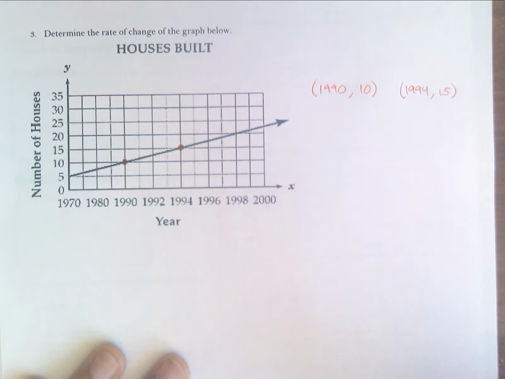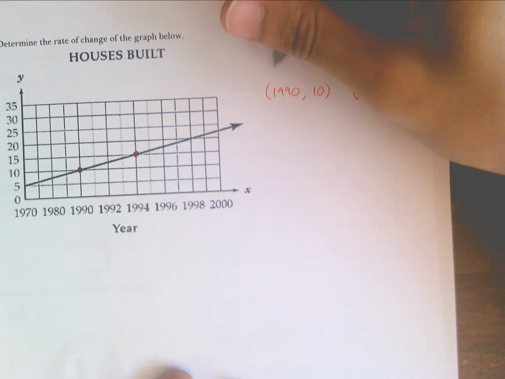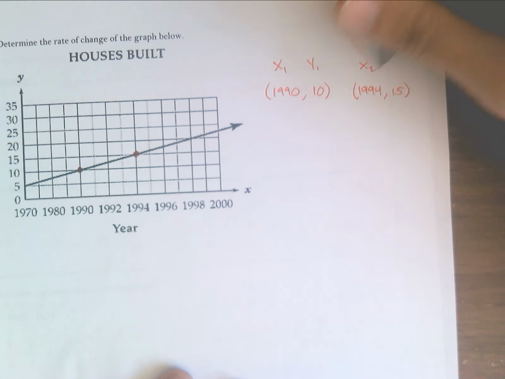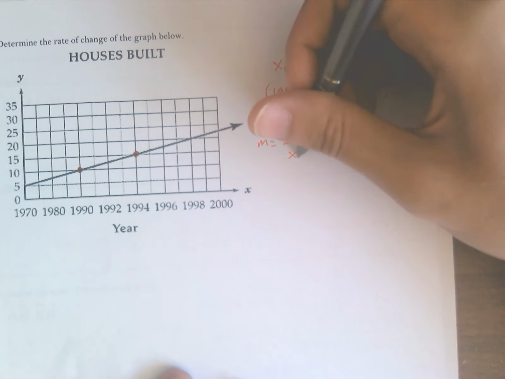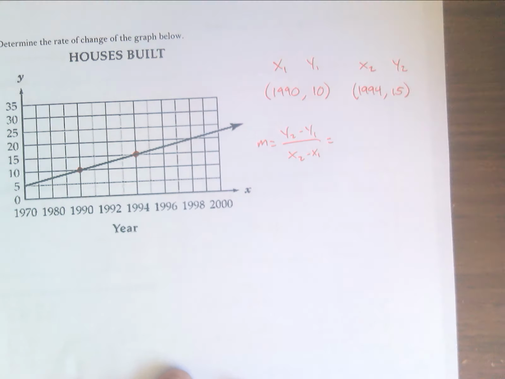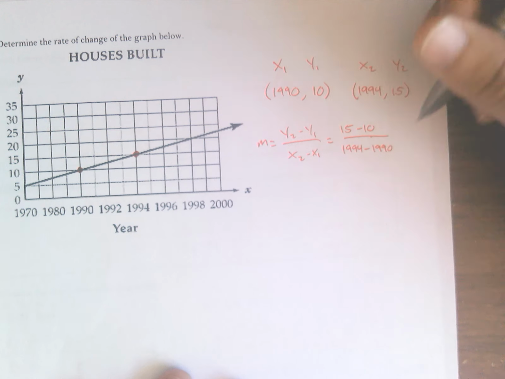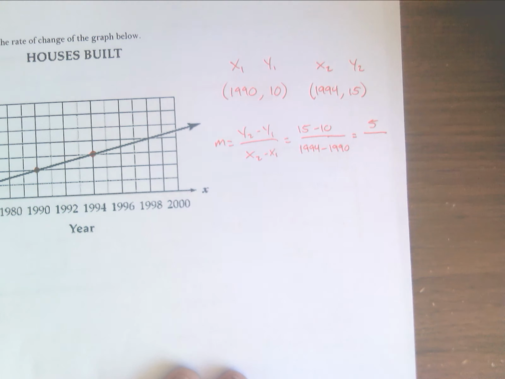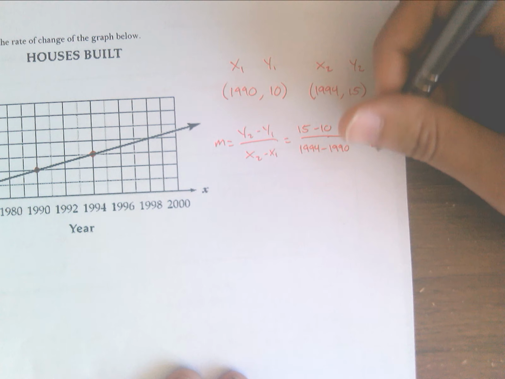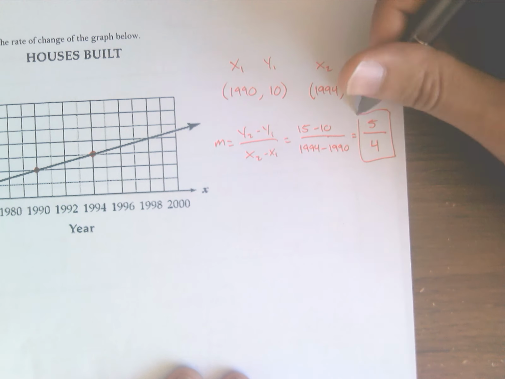Now, this is the same as we've done in the past. So step 1, label the points: x1, y1, x2, y2. To find the slope, we're going to do y2 minus y1 over x2 minus x1. So y2 is 15, y1 is 10, x2 is 1994, and x1 is 1990. Then we can evaluate. 15 minus 10 gives us 5, and 1994 minus 1990 is 4. So that's our slope here: 5/4.